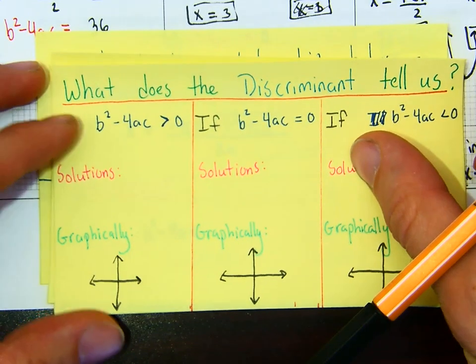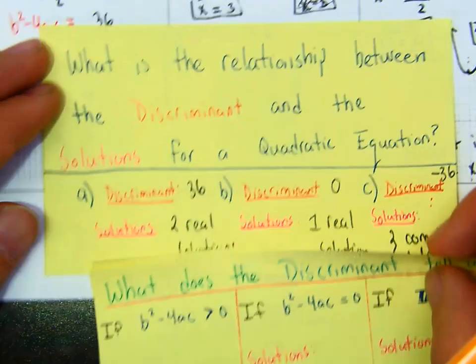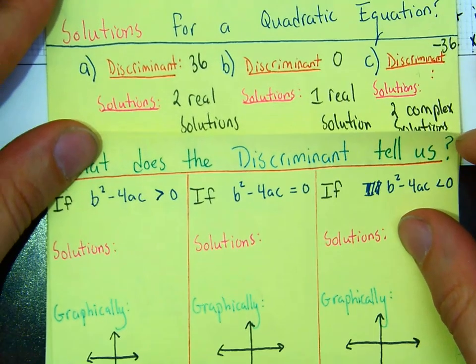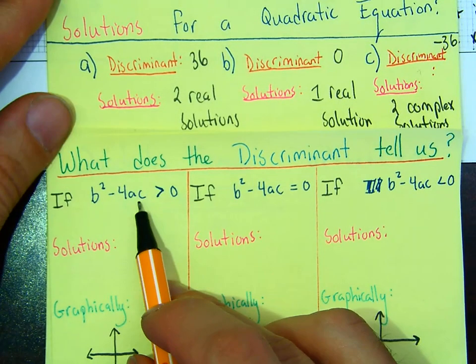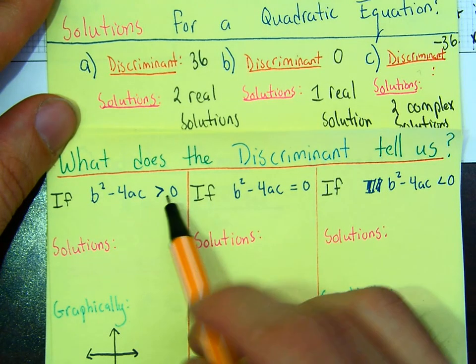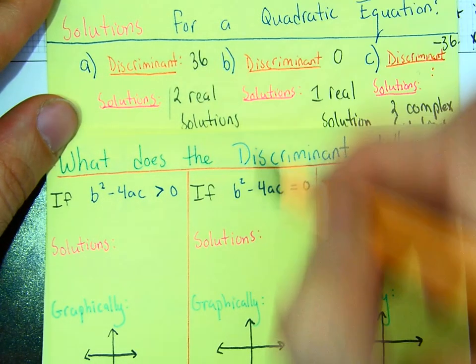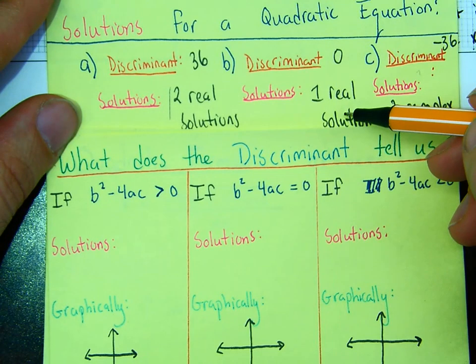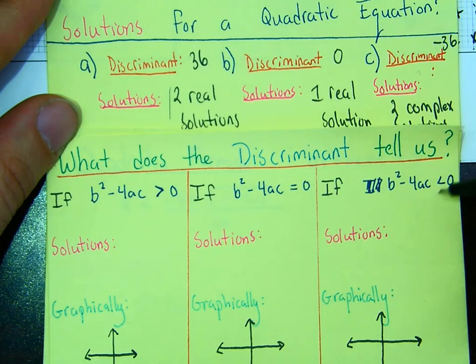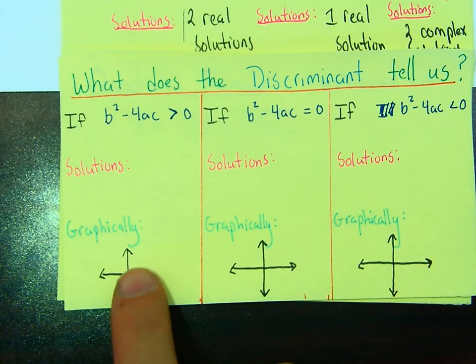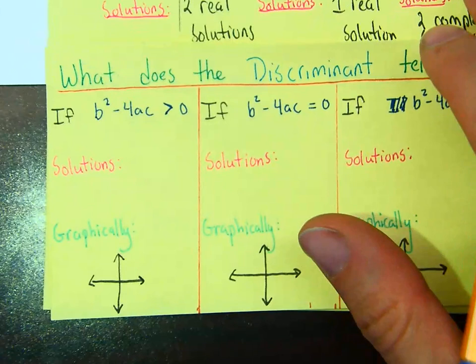Notice that if the discriminant is greater than 0, like this 36 is greater than 0, then we have 2 real solutions. If the discriminant is equal to 0, it has 1 real solution, and if it's less than 0, we have 2 complex solutions.